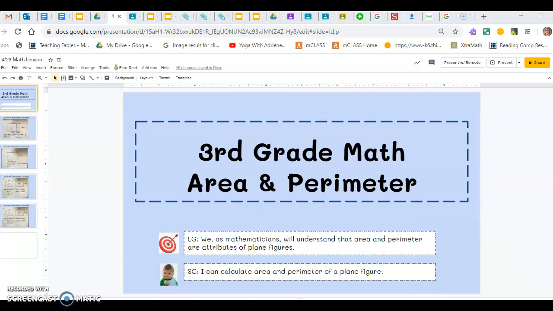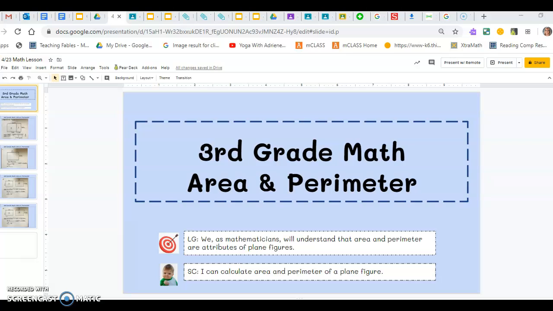Today's lesson is going over the quiz that you took. So our learning goal has been for several weeks: we as mathematicians will understand that area and perimeter are attributes of plane figures. Plane figures are shapes that are flat, and that's a geometric terminology. To be successful, I want you to be able to calculate area and perimeter of a plane figure.